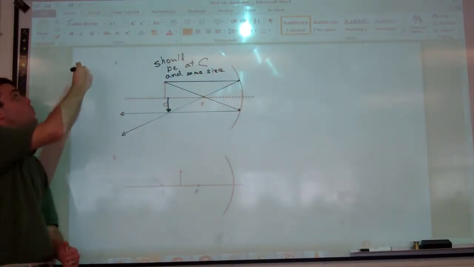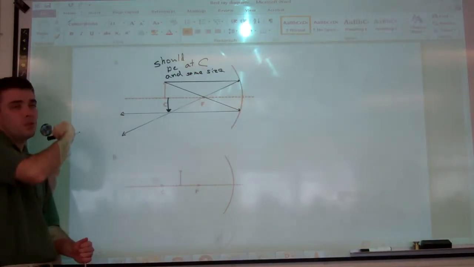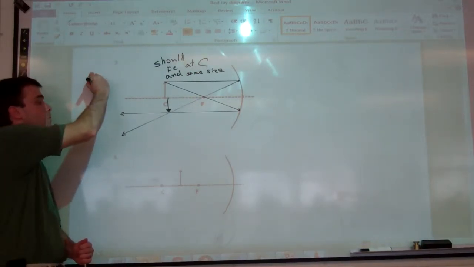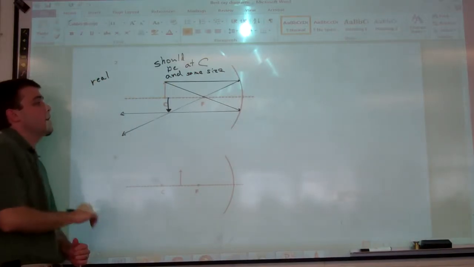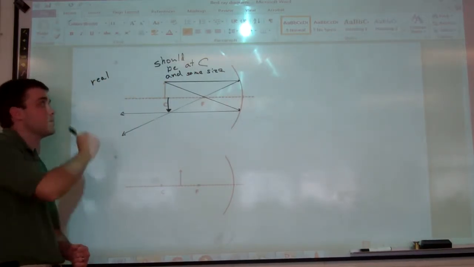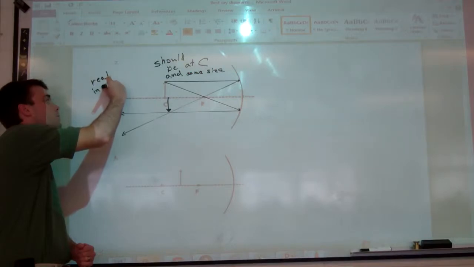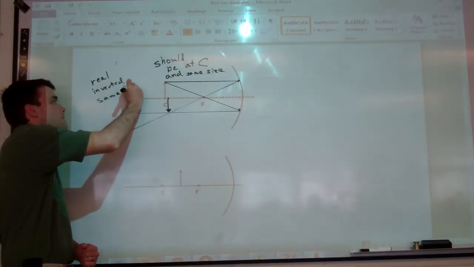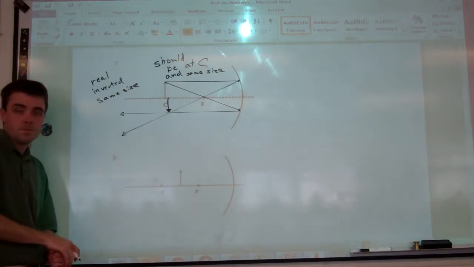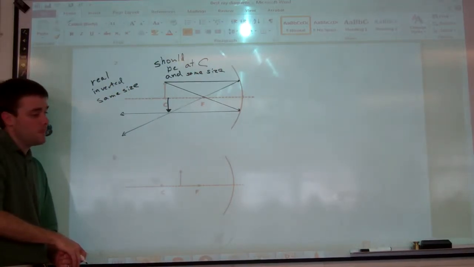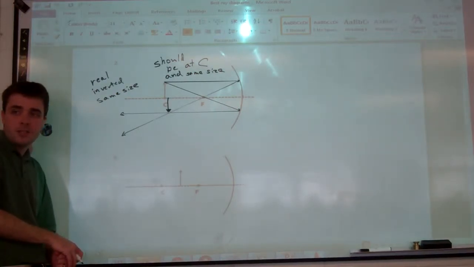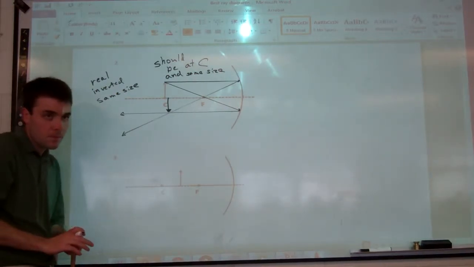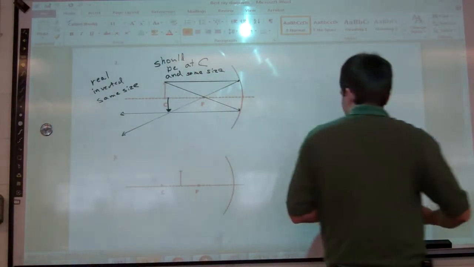Alright. Is this real or virtual? Real. Is it upright or inverted? And like I said, it should be the same size. Do you guys kind of understand how to draw these? Alright, can I erase this one?